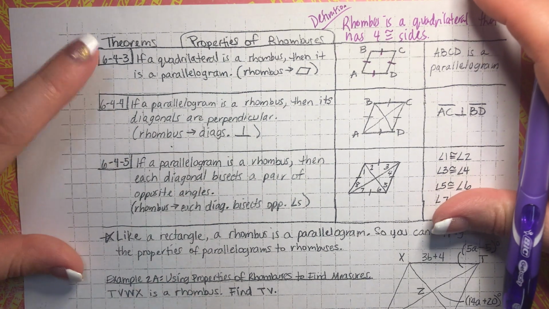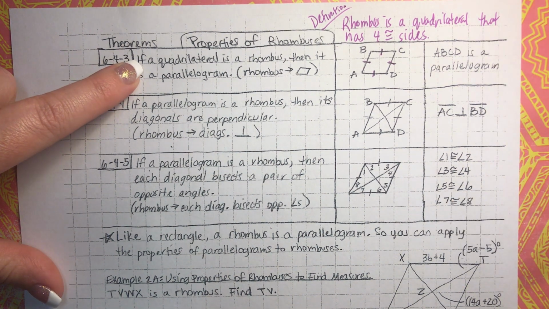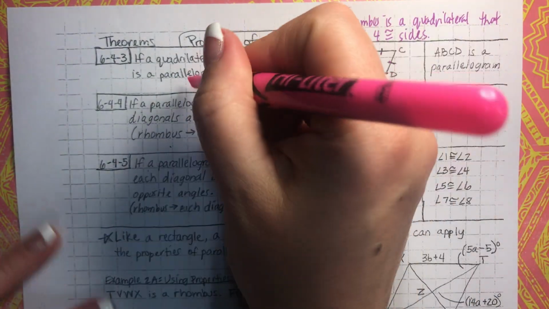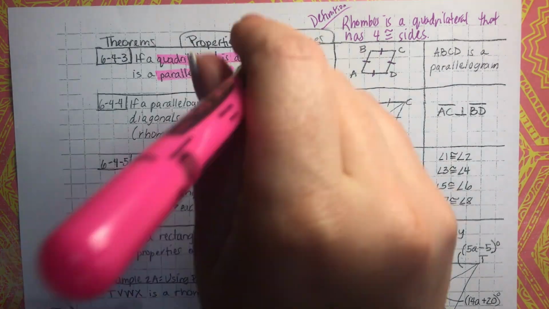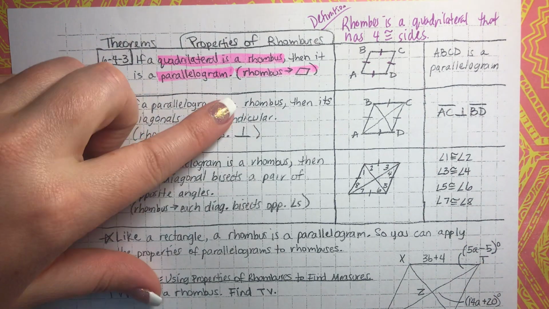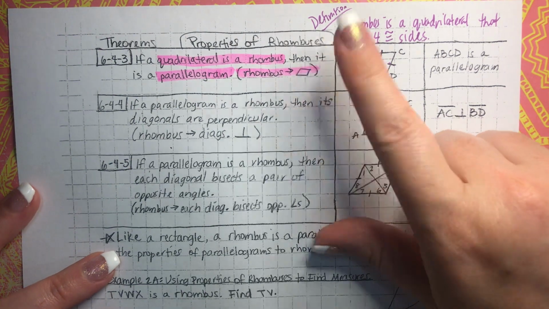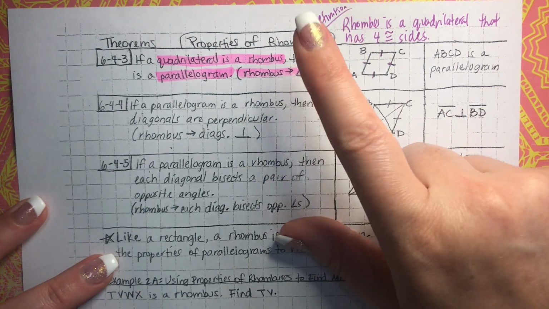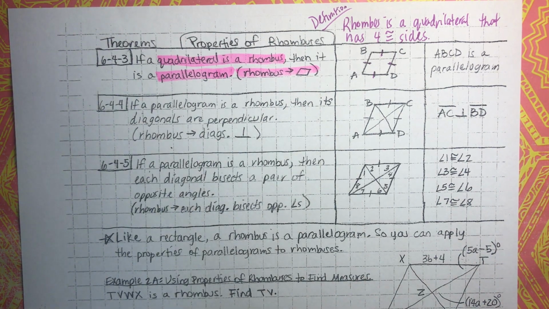So let's talk about different properties of rhombuses. The first one, theorem 643, states that if a quadrilateral is a rhombus, then it is a parallelogram. This is very similar to the one that was like, if it's a rectangle, then it's a parallelogram, right? So why this is useful is that if the problem states that it is a rhombus, then you can say, well, if it's a rhombus, then it's a parallelogram. Then it kind of unlocks the treasure box, right?